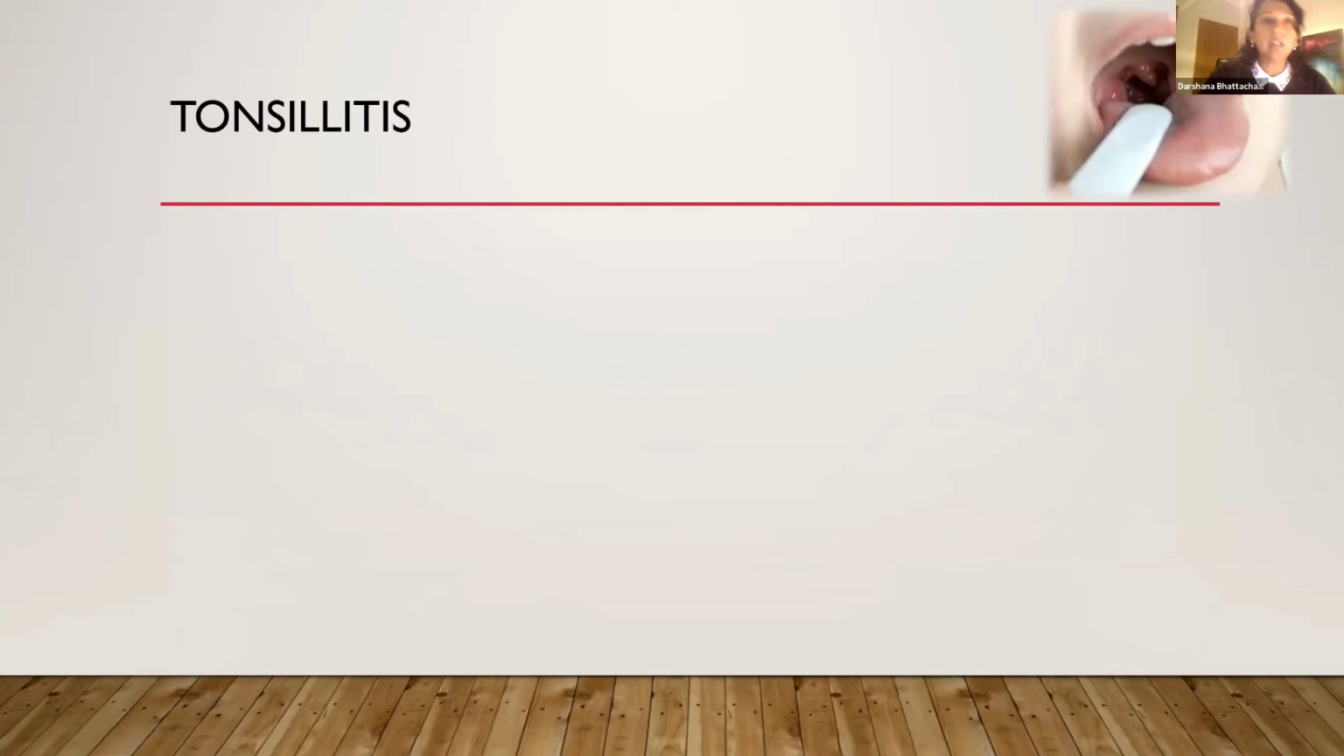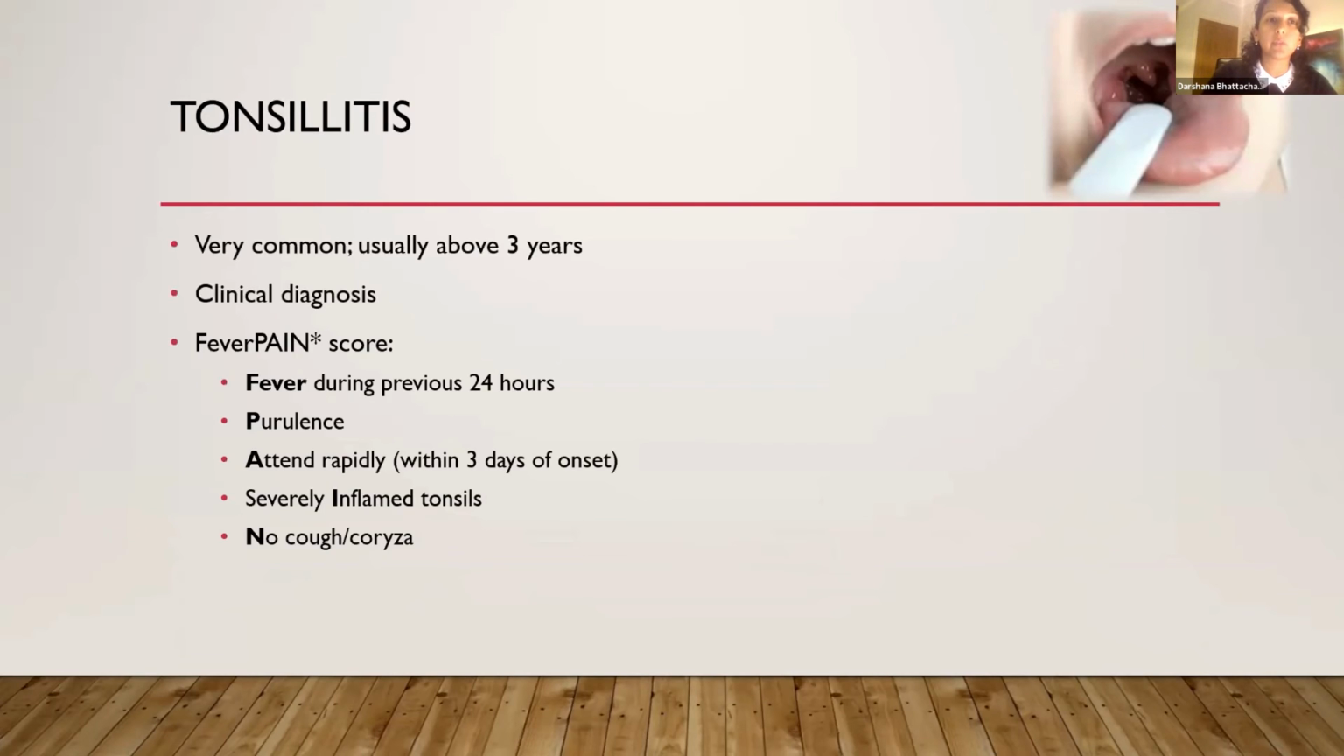And I'll touch on tonsillitis because this is exceedingly common as a presentation as well in primary care. Often see this in children above 3 years of age, but a lot of preschool children do come in with sore throats. We have now reverted to making a clinical diagnosis of tonsillitis rather than taking throat swabs.